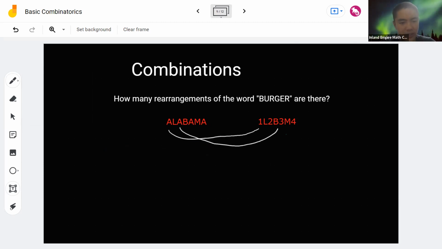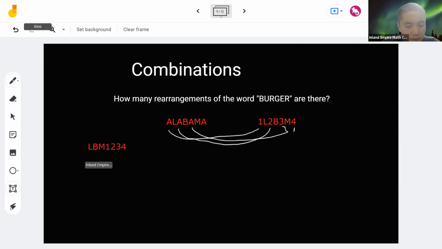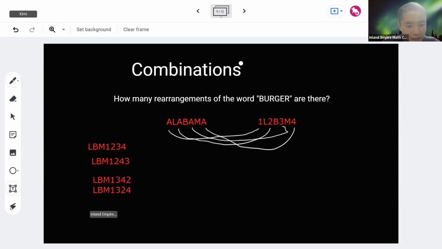So if you were to rearrange this peculiar configuration of letters and numbers, you would have, for example, LBM 1, 2, 3, 4. You could also have LBM 1, 2, 4, 3. You could also have LBM 1, 3, 4, 2 or LBM 1, 3, 2, 4. And you could also have LBM 1, 4, 2, 3, LBM 1, 4, 3, 2. And the list goes on and on.